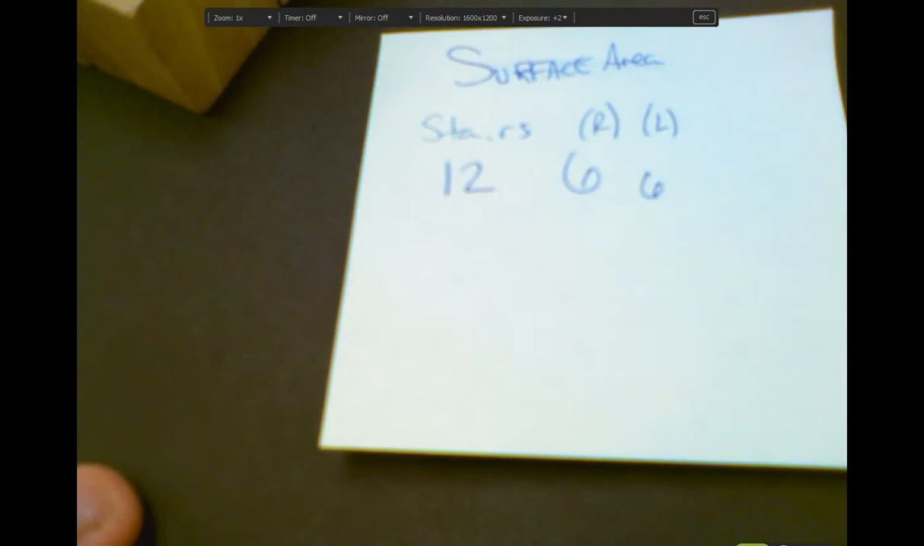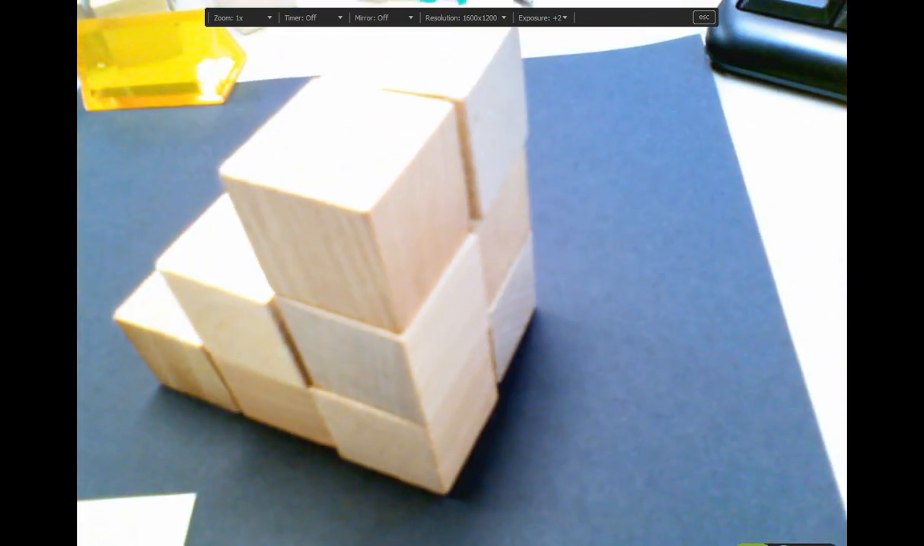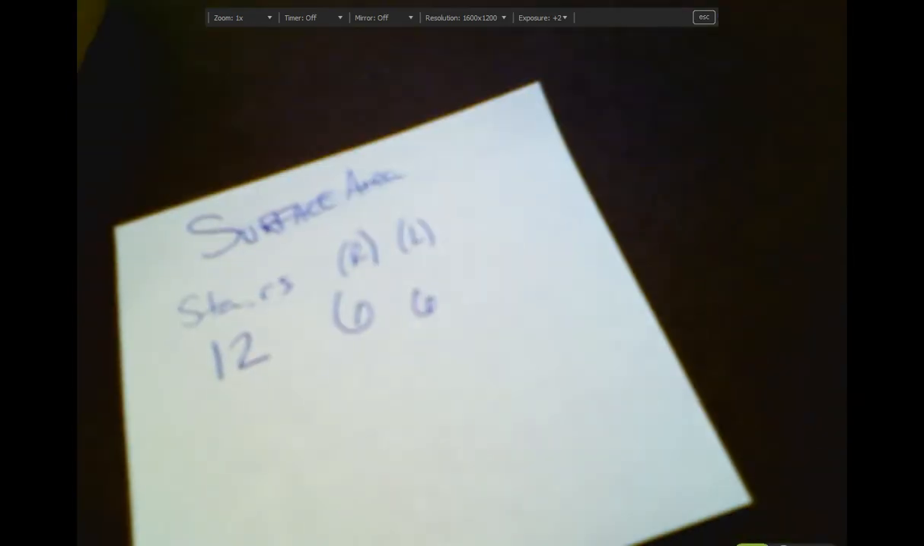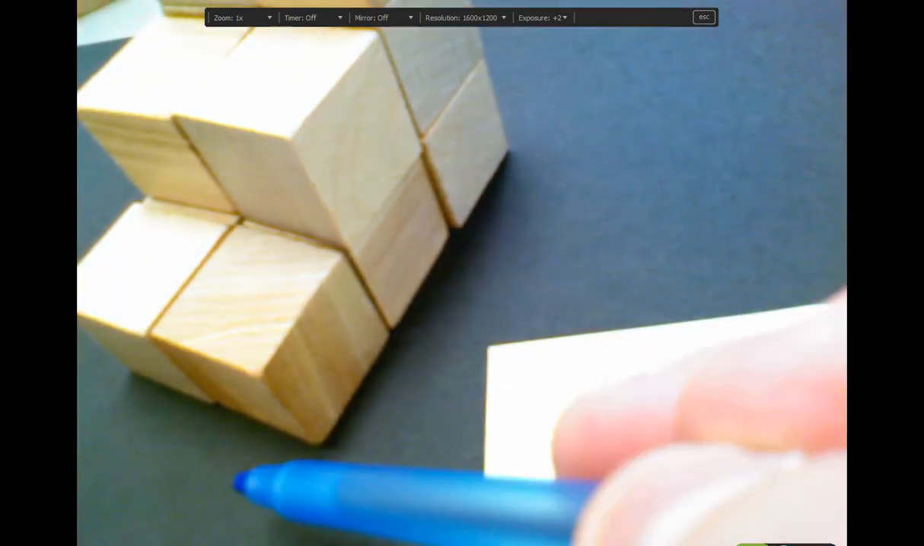And then the only thing we're missing is the back side of the stairs. Can you count up how many squares there are there? There should be 2 rows of 3, which is 6. But also for surface area, we have to count the bottom here. The back was 6. And the bottom was 3 by 2: 1, 2, 3 times 1, 2. So that would be another 6.